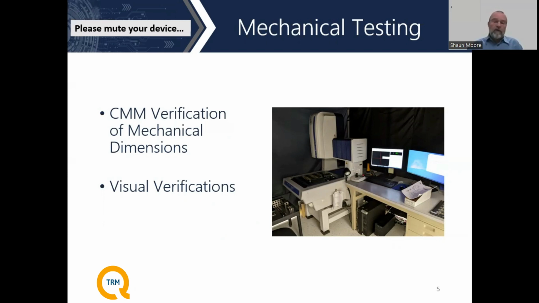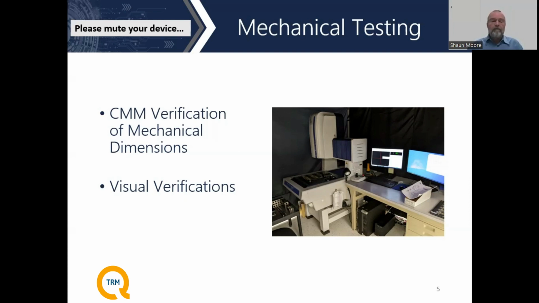TRM has two CMM machines, like the one in the photo here. These are used to inspect to very high accuracy the mechanical dimensions of the part and the interfaces of the part, especially when you get into blind mate connectors or other features where we have to check for flatness and perpendicularity. These sorts of features can be checked at 100% level to verify that yes, the parts do meet those requirements. Not all parts require this, but TRM certainly has this capability in-house, and it's something that we do routinely.